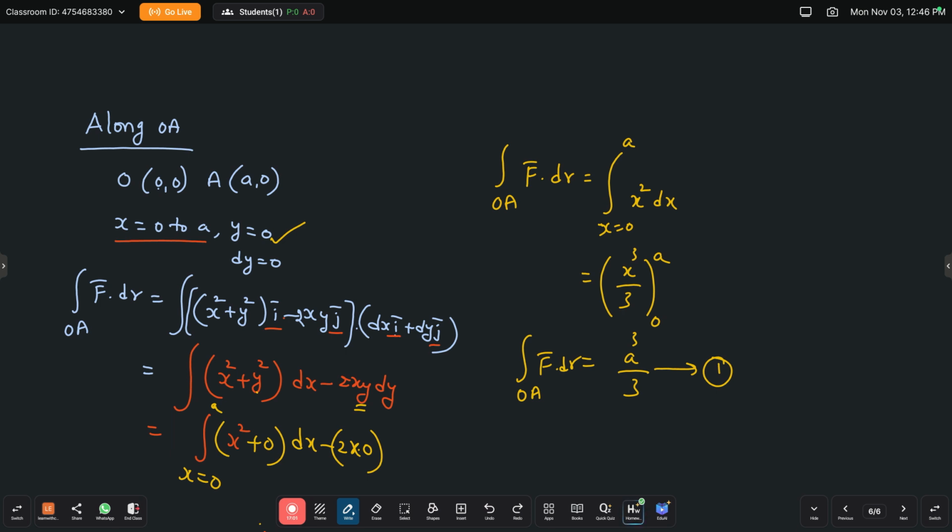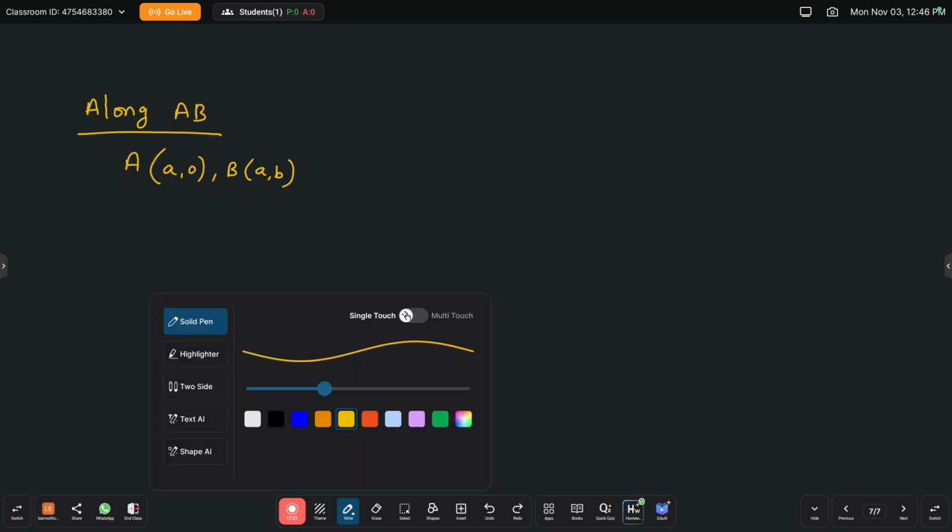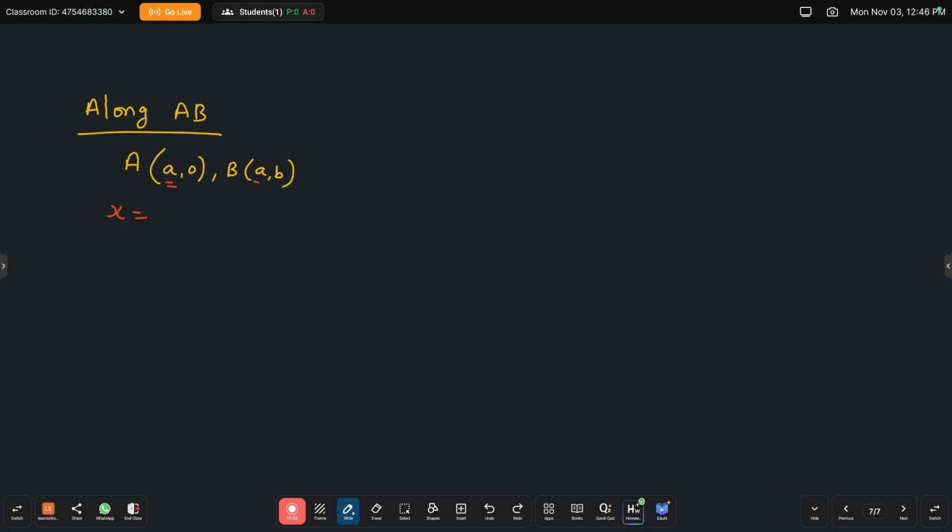And next we'll find along AB direction. Along AB direction, first you write down the coordinates. What is the A coordinate? A comma 0. What is the B coordinate? A comma B. So from this AB direction, x is taking the value A, and y is taking values 0 to B.